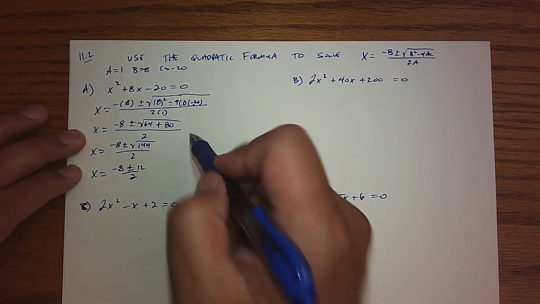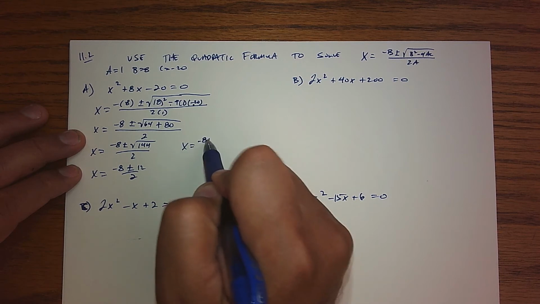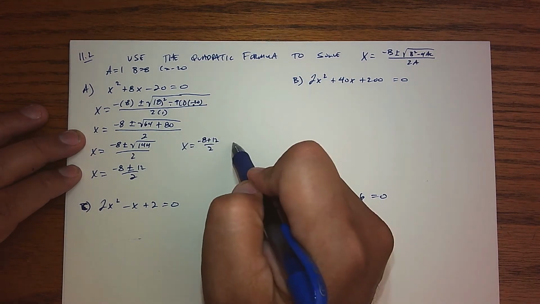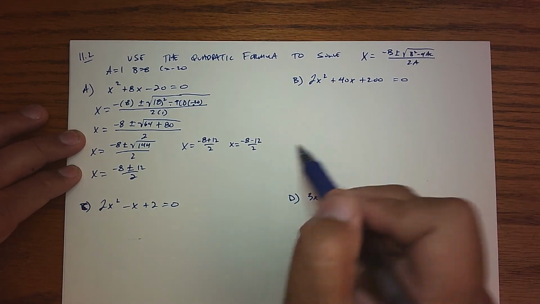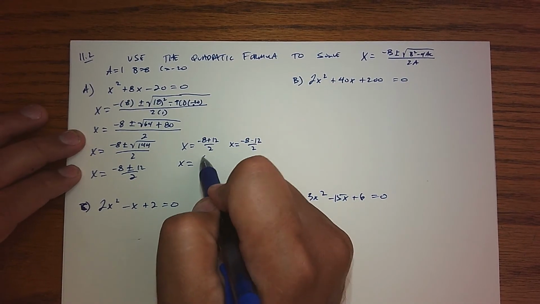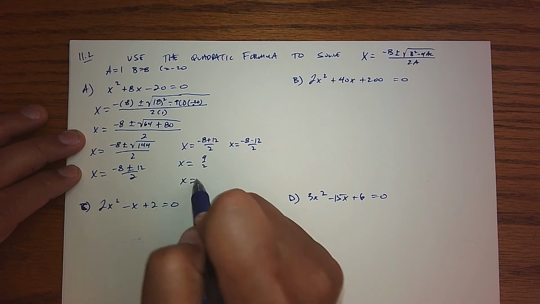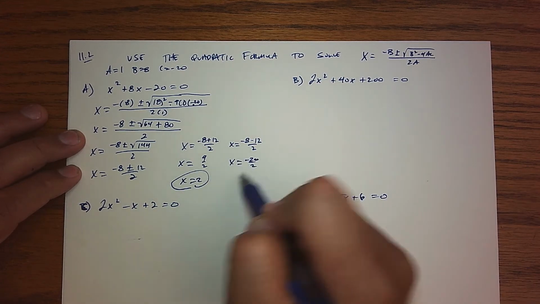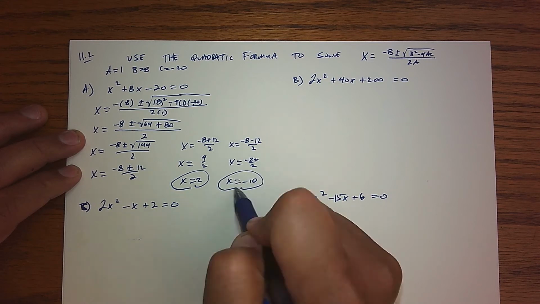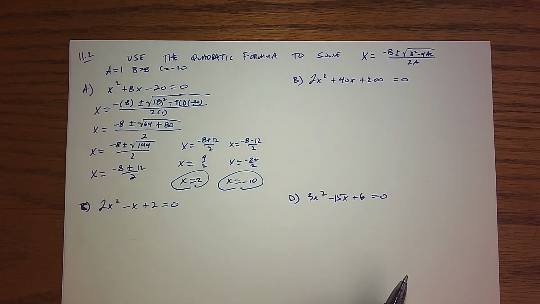And so we have two solutions. One of them is negative 8 plus 12 over 2, and the other is negative 8 minus 12 over 2. And when we do our math here, we get 4 over 2. So one of our solutions is 2. And over here we get negative 20 over 2. One of our solutions is negative 10. And again, you can plug that in to check it out and see that in fact they actually work. But there's our solutions using the quadratic formula.